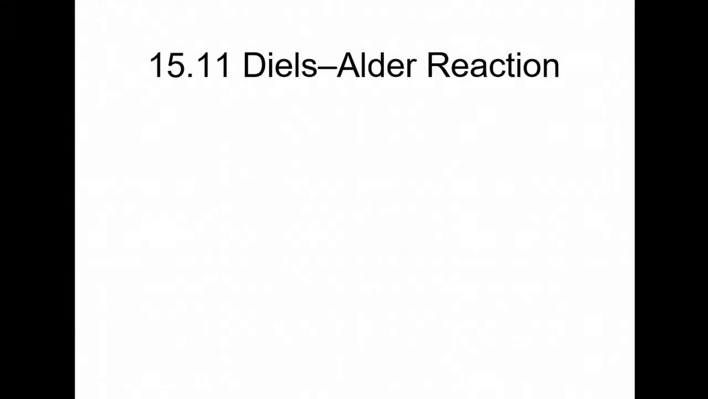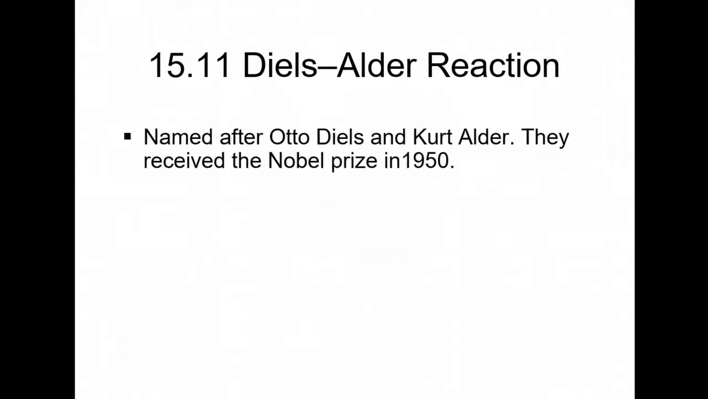All right, chapter 15.11 is really the heart and soul of this chapter, and that is the Diels-Alder reaction. Diels and Alder, it's named after them. They came out with this reaction, I believe in the 20s or 30s. They got the Nobel Prize in 1950 for it. It's a very big reaction. It's a very common reaction. It's a reaction that can make very complicated ring structures, starting with very easy starting materials.